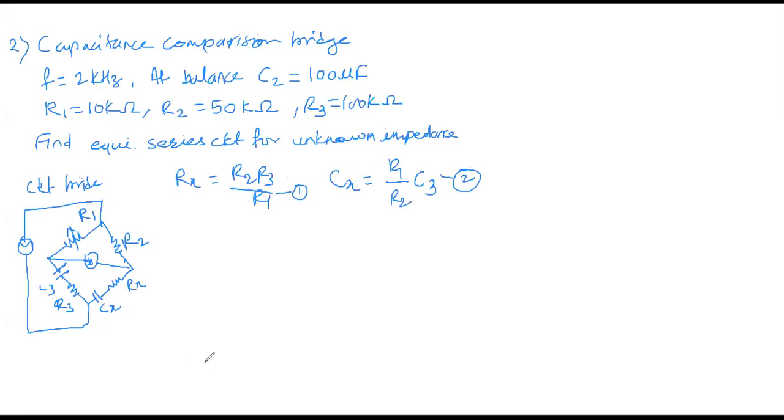Okay, and what they have told us, find the equivalent series circuit. So you have to draw the circuit for this one. What is the equivalent series circuit? It contains the unknown capacitance and unknown resistance. Okay, so this is the diagram for the equivalent series circuit. This is Rx and this is Cx. So you have to just write the values over here after finding them.